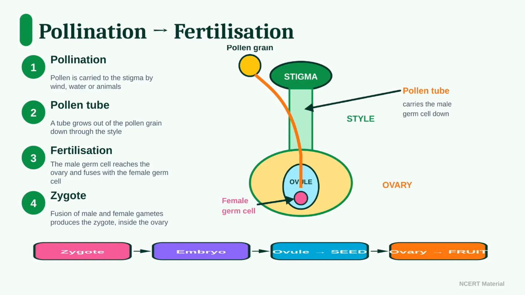After pollination comes fertilization. First, pollen is carried to the stigma, then a pollen tube grows out of the pollen grain and travels down through the style. Through this tube, the male germ cell travels down and reaches the ovary, where it fuses with the female germ cell. This fusion is fertilization. This produces the zygote. The zygote develops into an embryo, the ovule develops into the seed, and the ovary itself grows and ripens into the fruit.